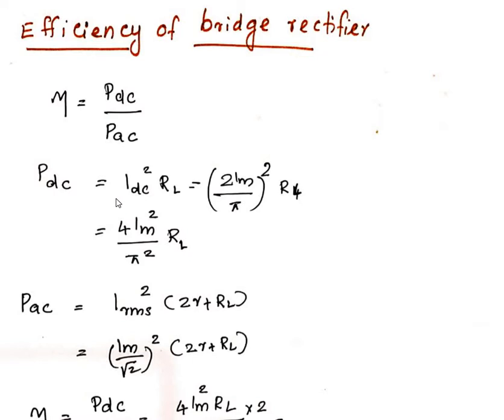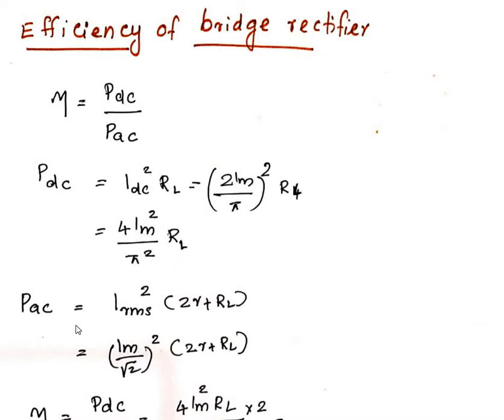So PDC is equal to IDC square into RL. We know that IDC is equal to 2IM divided by pi. So IDC square is equal to (2IM divided by pi) the whole square into RL. So that is equal to 4IM square divided by pi square into RL.